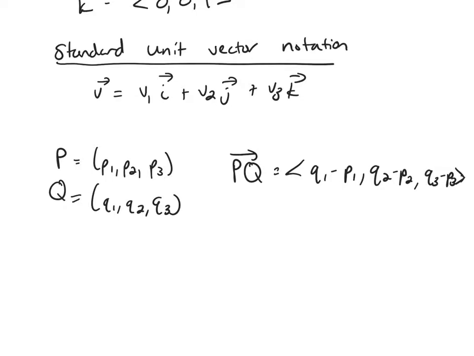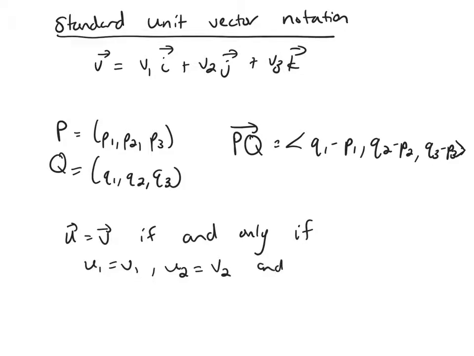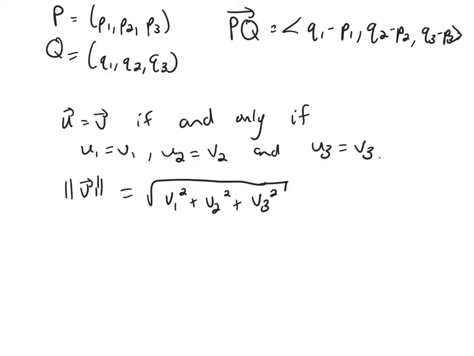Okay. And I can tell if 2 vectors are equivalent if and only if in component form the entries match up: u1 equals v1, u2 equals v2, and u3 equals v3. And lastly, the magnitude of a vector in space is the square root of v1 squared plus v2 squared plus v3 squared. So again, this is very similar to what we saw before. We're just now working in our 3-dimensional space system instead of just the 2-dimensional coordinate system.